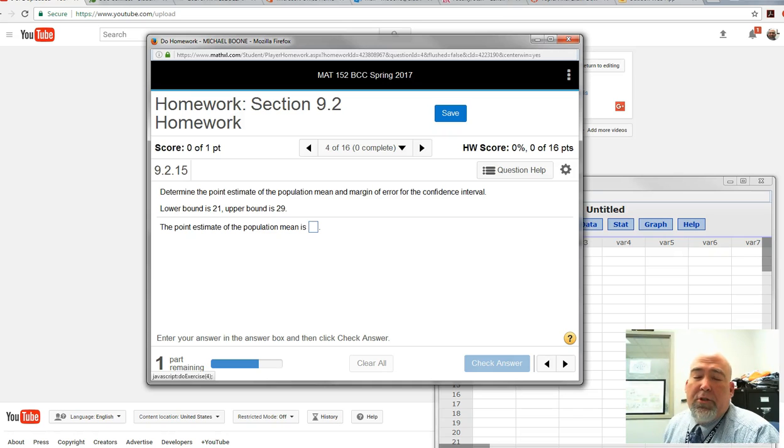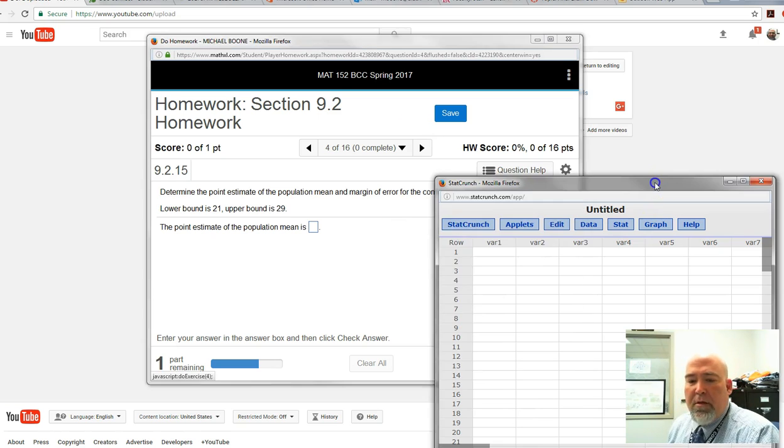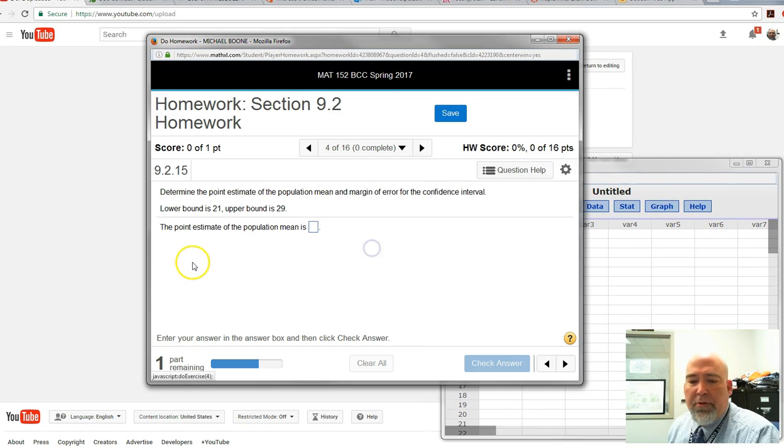All right, so in Chapter 9, Section 1 was dealing with population proportions. In Section 2, we're dealing with population mean. So very similar to the previous section, except how we compute the values. A little different, or we'll use StatCrunch a little differently.